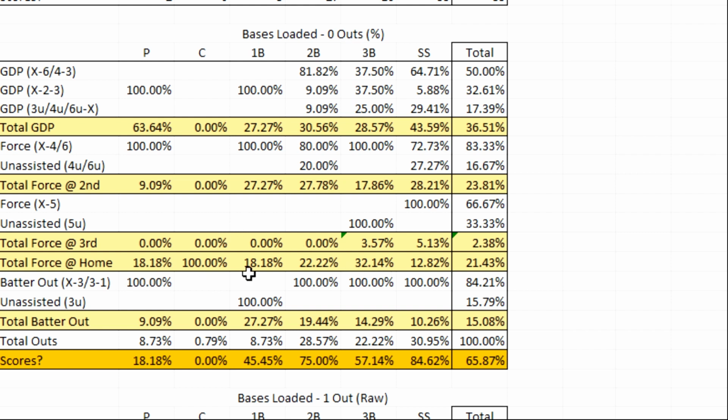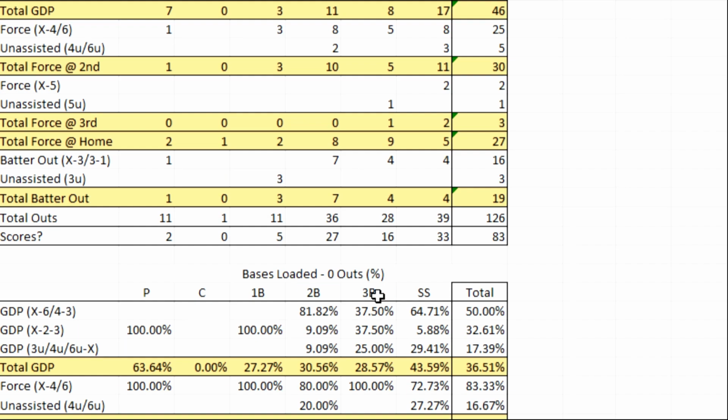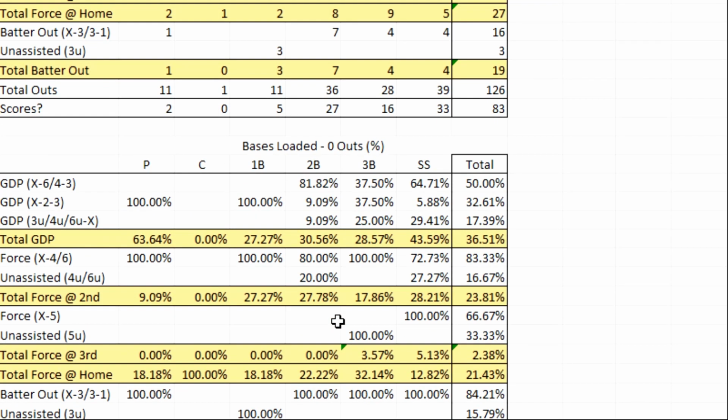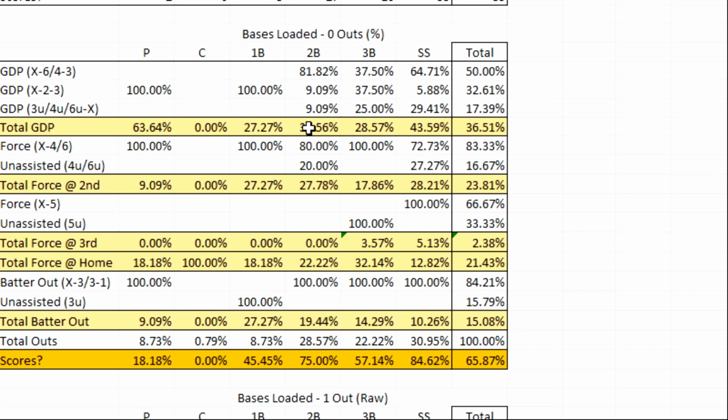Again, force at home, another 18%. Force at home if it's hit to the first baseman. Kind of what we would expect. Second base, there are 36 balls hit to second base, and a third of the time, almost a third of the time, there's a double play, 4 to 6 to 3 double play.